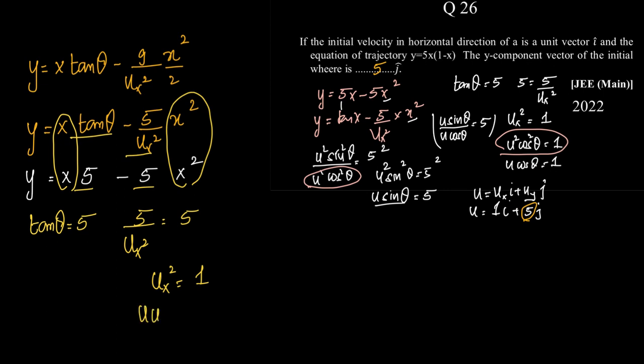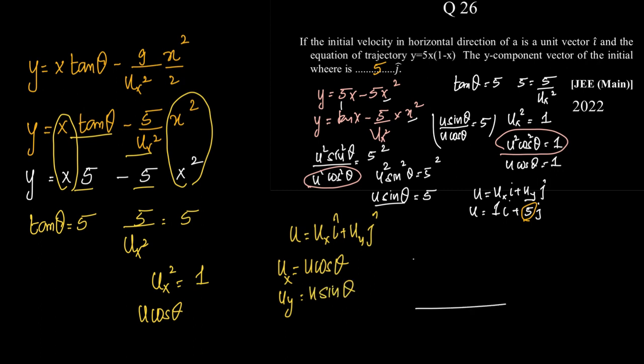What is ux? Ux is u cos theta. So it's actually like this: u is equal to ux i cap plus uy j cap. What is ux? It is u cos theta. And what is uy? It is u into sin theta. And how does this come? This comes from the fact that if a velocity vector u is inclined at an angle theta, the horizontal component is u cos theta, and the vertical component is u sin theta.